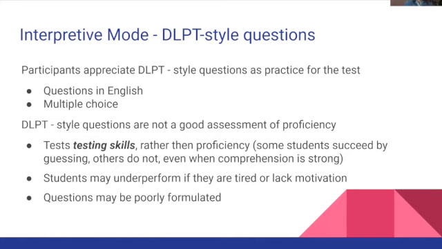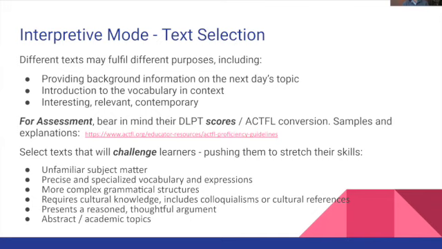Another issue is that the questions might be poorly formulated. For example, if you give students 4 choices, they might feel like 2 of them are correct, or they might differ in opinion with you about which one is the best answer, or they might even have a hard time just understanding the question. So you might be typing a question in English, they've understood the article just fine, but they can't understand your question very clearly. So these are all reasons that I would avoid using the DLPT style questions for assessment. So an important piece for the interpretive mode is text selection.